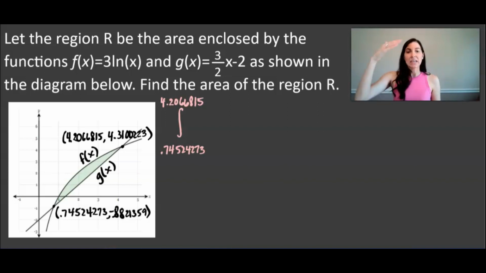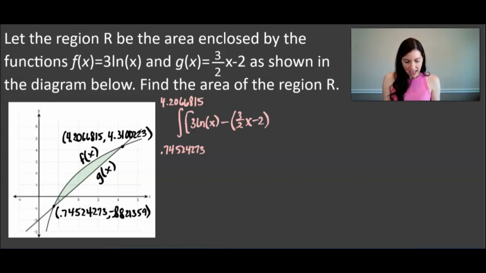And once again, I'm going to take the top function minus the bottom function because that'll give the height of each of those infinite amount of rectangles. In this case, the top function is f of x, so that would be 3 natural log of x minus the bottom function g of x. And don't forget to put parentheses around that function g of x. That's a common error that I see. And then it is a dx problem.